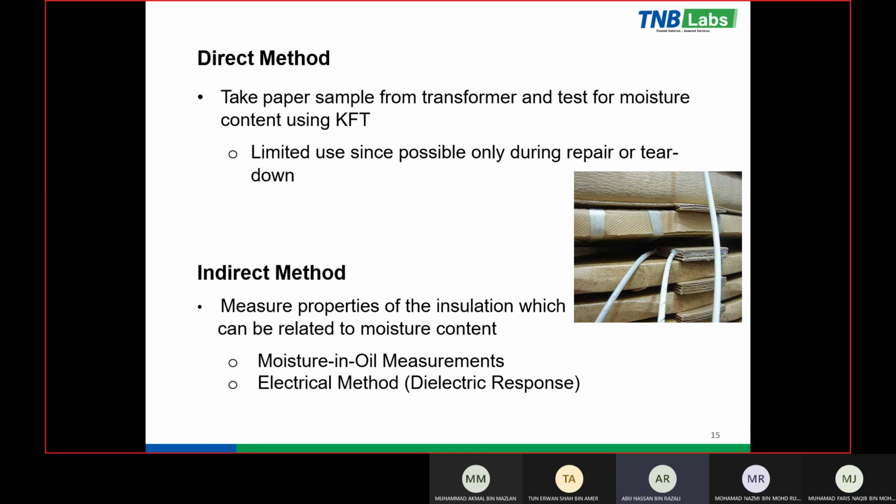Direct method: take a paper sample from the transformer and test the moisture content using KFT. This method is of limited use, possible only during repair or teardown. Indirect methods measure properties of the insulation which can be related to the moisture content: moisture in oil measurement, or electrical methods, dielectric response.